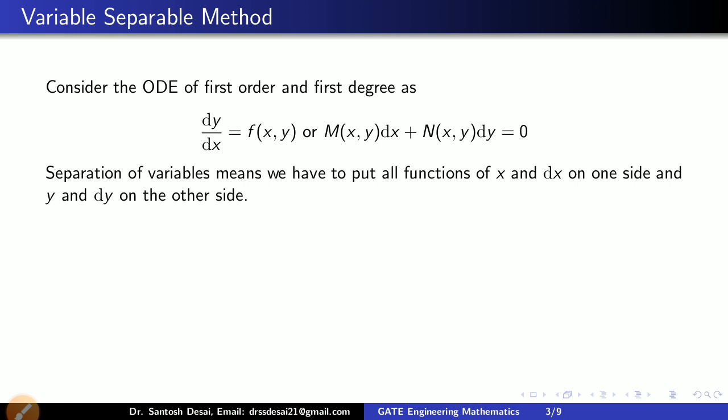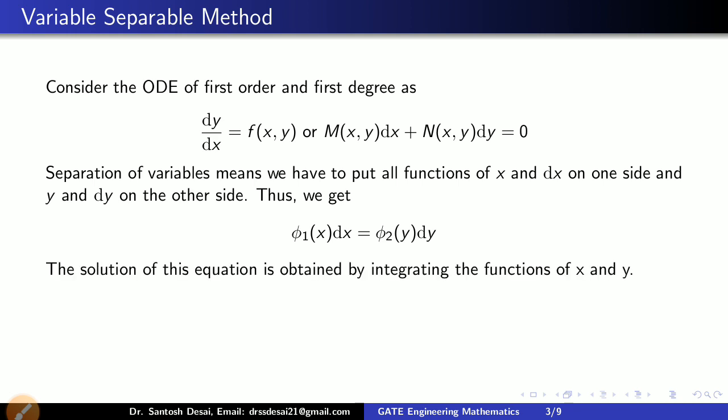So if you separate the variables, then we get, let us take phi1 of x, which is a function of x only, and dx is equal to phi2 of y, which is a function of y, into dy. So this is called variable separable: x and dx on one side and all the functions of y and dy on another side.